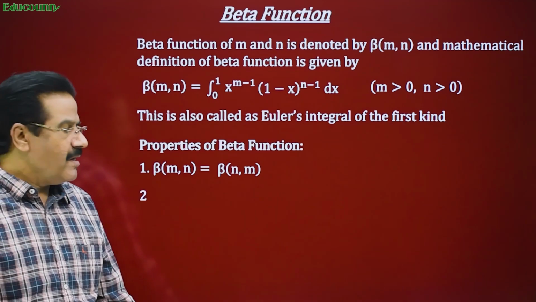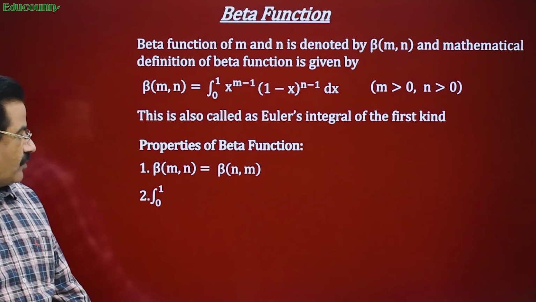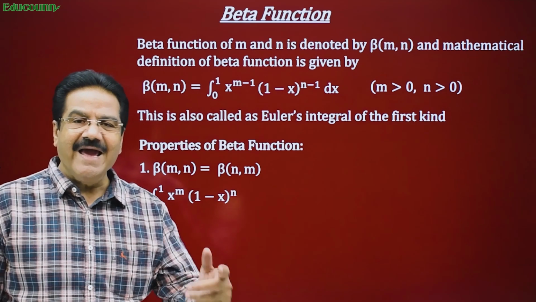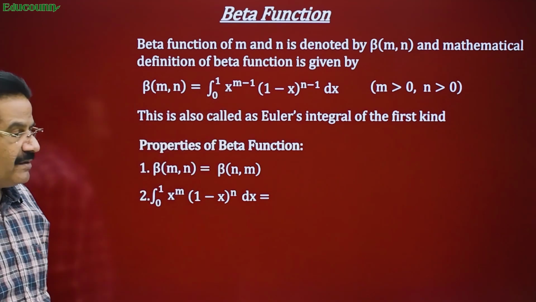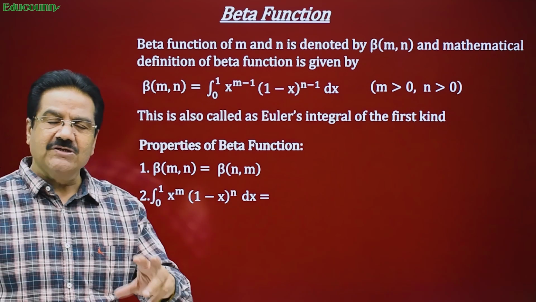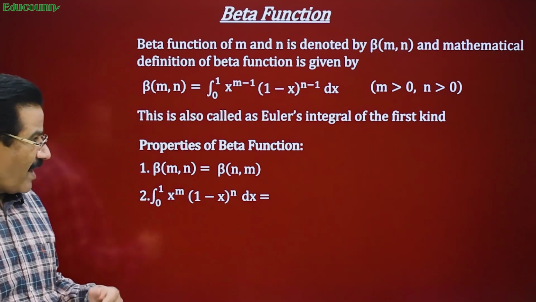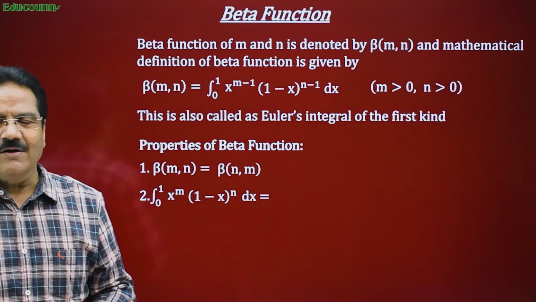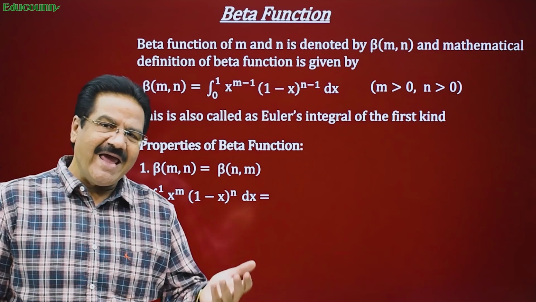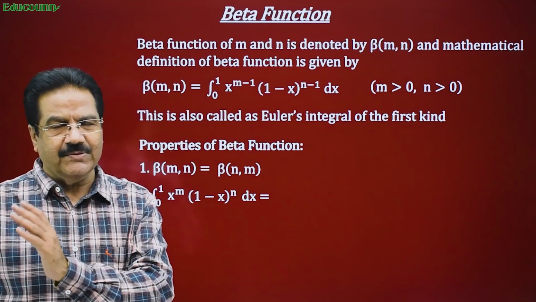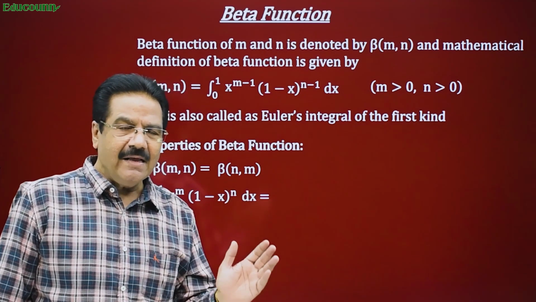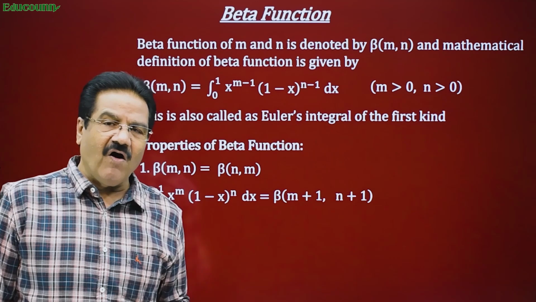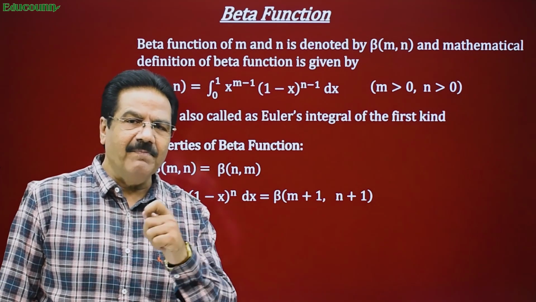Let us take property number 2. Integration 0 to 1 x raised to m multiplied by 1 minus x raised to n dx. So what is the change from the definition? Now in the index, minus 1 is not there. So if minus 1 is not there, we have to do an adjustment in the index. We have to add 1 and we have to subtract 1. So instead of m, we can write m as m plus 1 minus 1. We can write n as n plus 1 minus 1. And therefore, we can directly write the answer as beta of m plus 1 comma n plus 1.